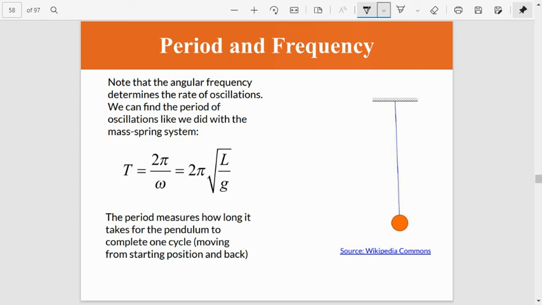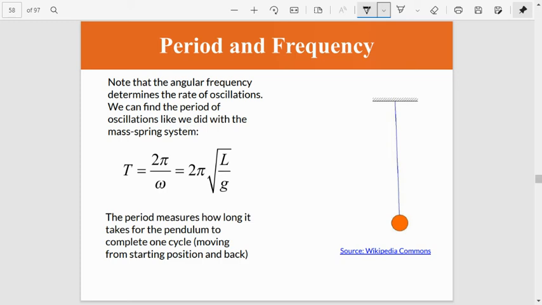In other words, the longer the pendulum is, the longer its period, regardless of its starting angular amplitude. And again, period is just however long it takes to complete a full cycle. So how long it takes to swing out and come back.